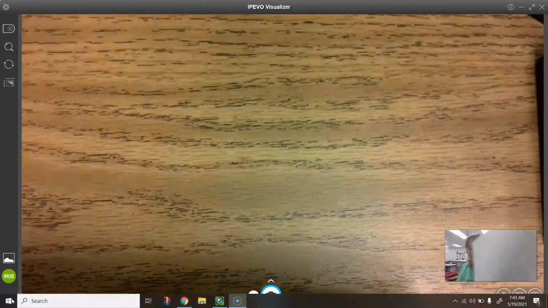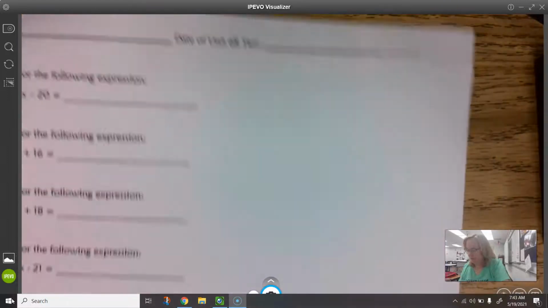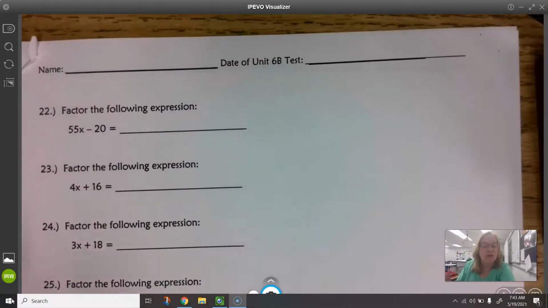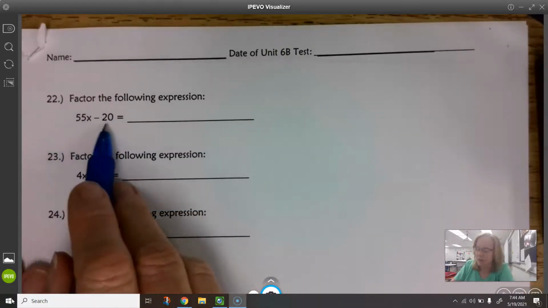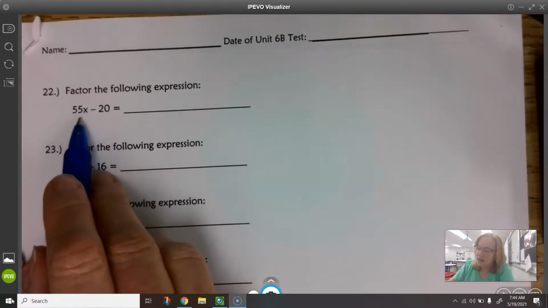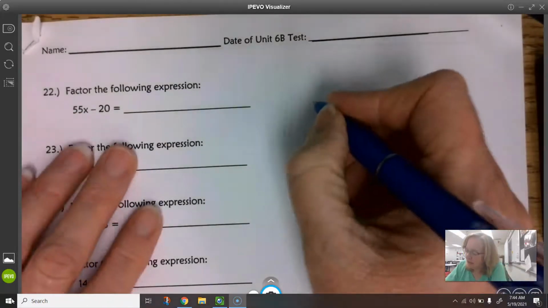I think on the next page we get to factor. Okay? So, when we factor, remember we want to find what goes into both of them. So look at 55 and 20. A lot of times we can see if the smaller one goes into the bigger one. Does 20 go into 55? If you take out your calculator, you're going to find out that it doesn't. But what does? That's right, 5 does. I can take both of these and divide by 5.